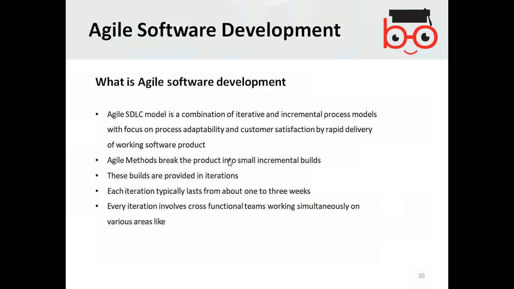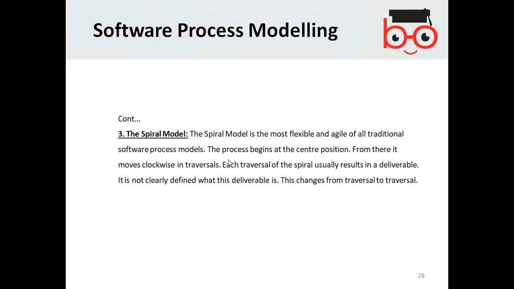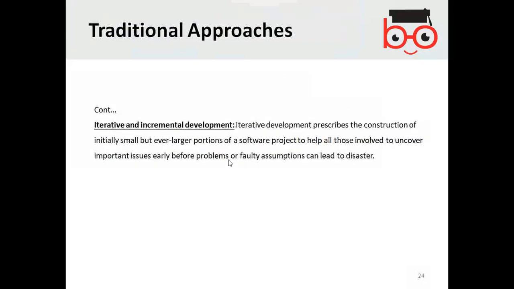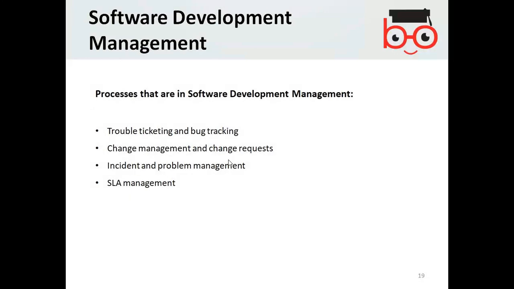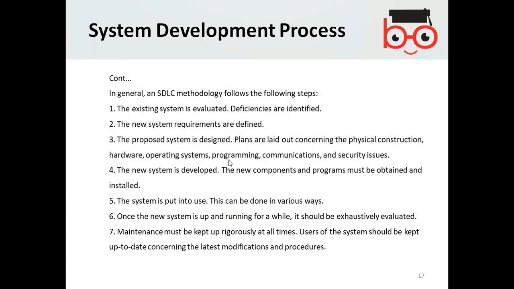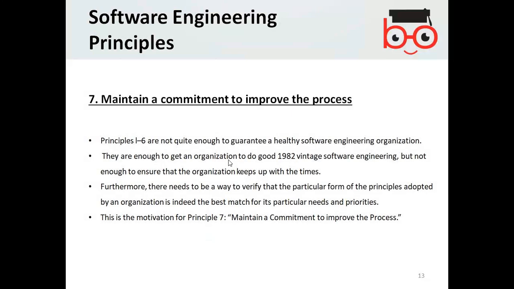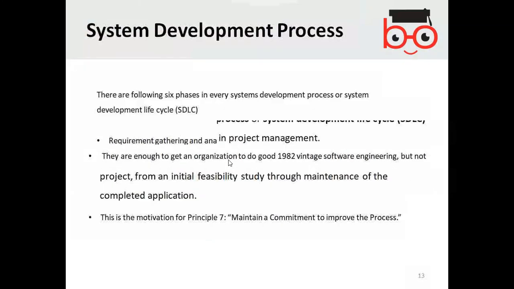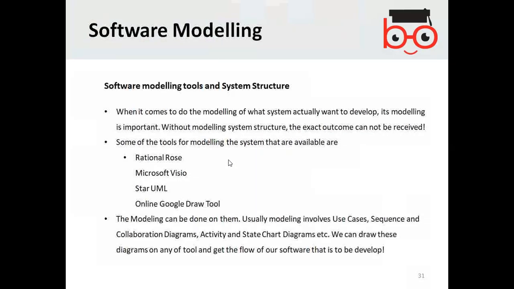We discussed the modeling, agile software development, how it is, and process modeling itself. Then we discussed a little bit more about the traditional approaches which are used, and we discussed the management, how you need to manage the software development, and the process itself, which is the system development life cycle. We discussed the basic principles of software that need to be considered. So learning outcome 1 is complete now.